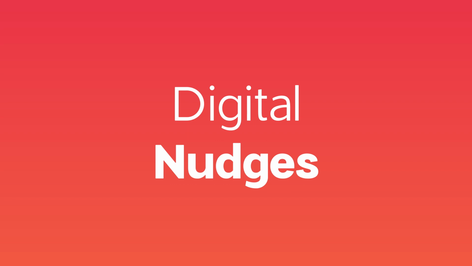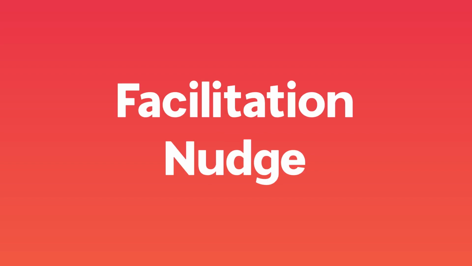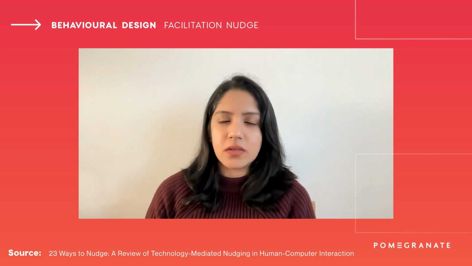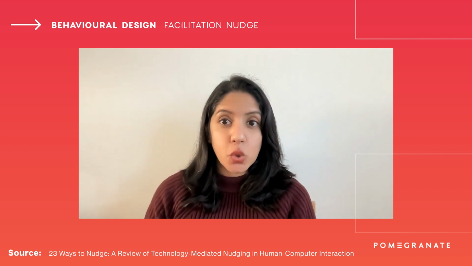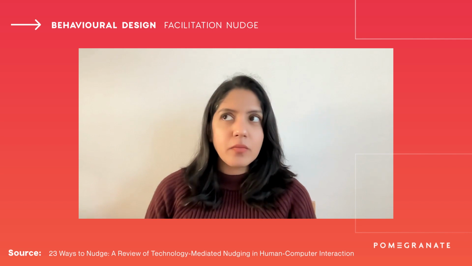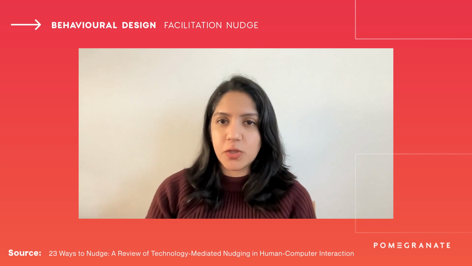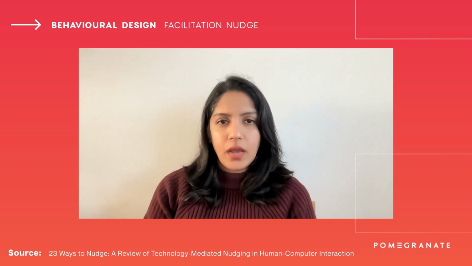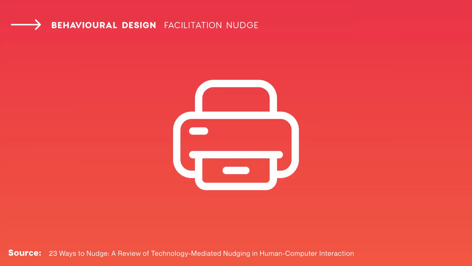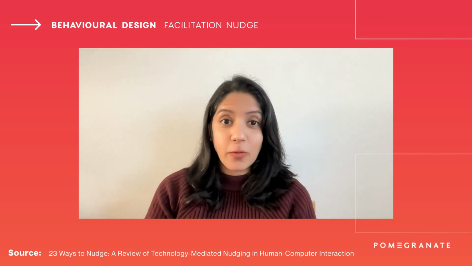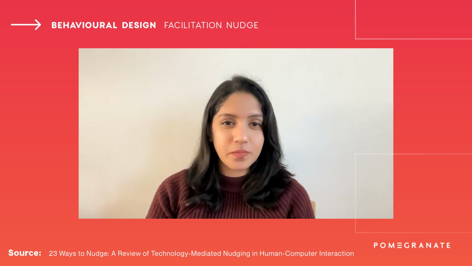When it comes to digital nudges, research shows that there are 5 primary types of nudges. Number 1, facilitation nudge. A facilitation nudge reduces the physical or mental effort needed to choose the more ideal option. This could be done by providing users with a default option and then providing an opt-out. An example of this is how our printers are usually set to double-sided printing as the default in order to get us to use less paper. We can understand how this works well, as by default, our brains are wired to prefer the easier option.